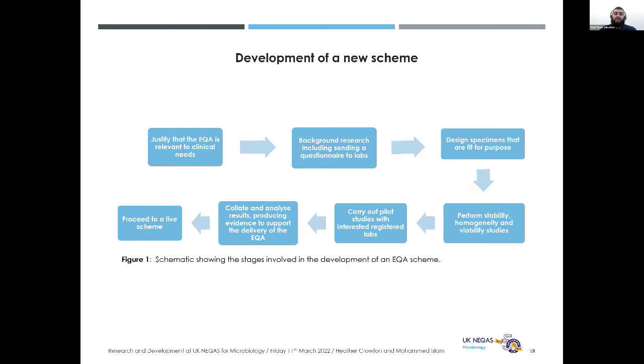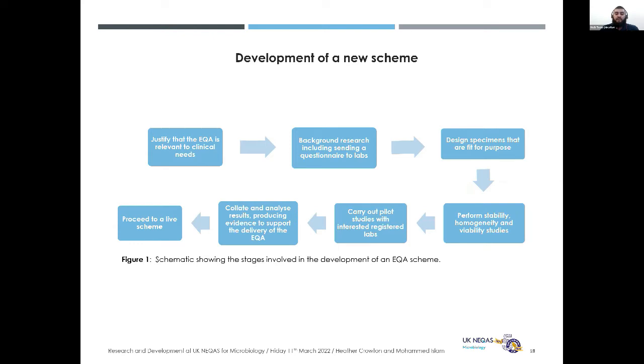A questionnaire is then sent out to determine whether labs may be interested in this scheme. Specimens are then designed, and stability, homogeneity, and viability testing is carried out to ensure that specimens are able to produce our expected results, and there is no degradation in the sample before it reaches participants. Pilot studies are then carried out with interested labs to see if we're able to deliver the scheme to participants.